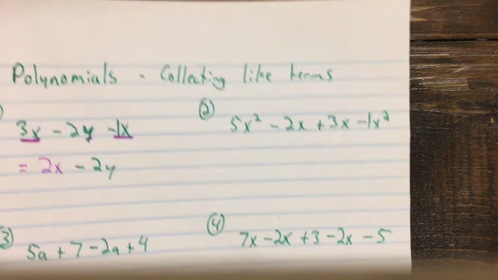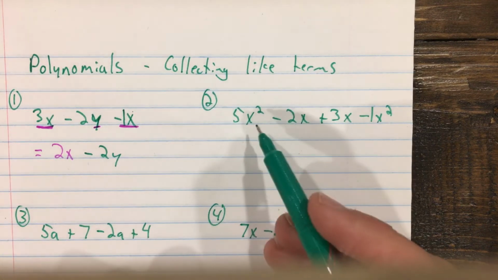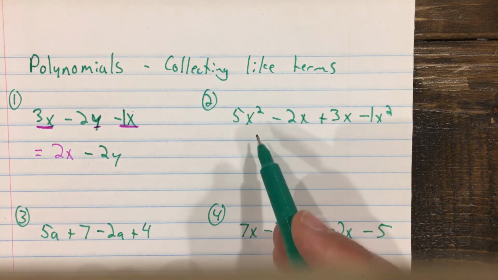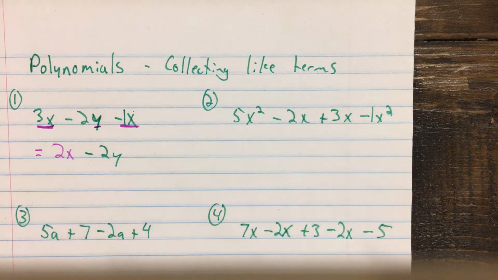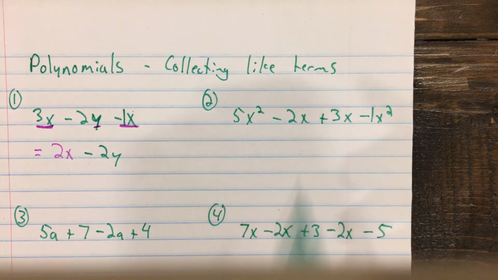Okay, next one. We also have the example of x squareds and x's. X squareds and x's are basically different variables. One's in a different dimension. One would be like area and one would be like perimeter, but they also don't mix.